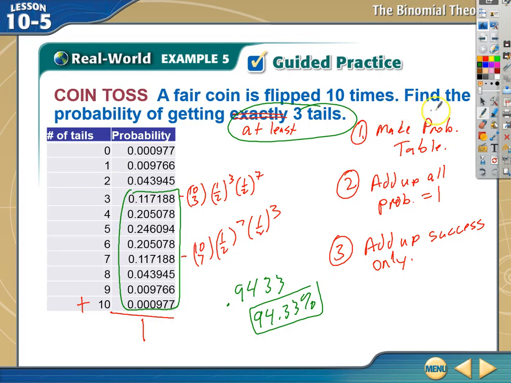My idea is, if you haven't done so already, write these 3 steps down off to the side someplace, because you're going to need them. Okay?